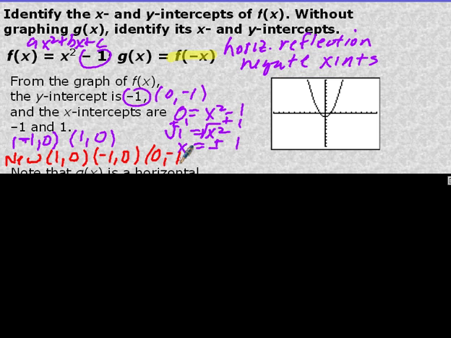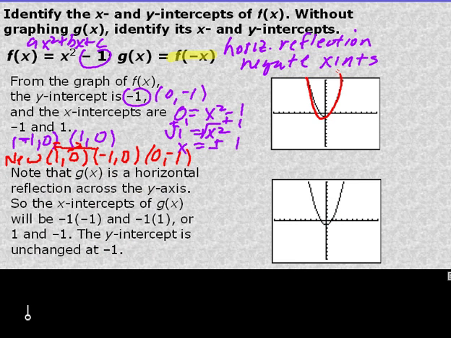And if you're very clever, you'll notice that we end up with exactly the same intercepts after we negate them. They just switched. Why is that? Because this is symmetric about the y-axis, so when we do a horizontal reflection, you can't really tell it's been reflected. So even though we did transform them, the intercepts are all the same.